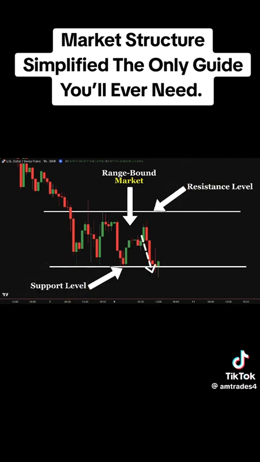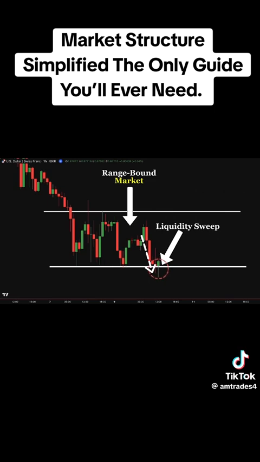Suddenly, price dips below support, just enough to trigger stop losses from early buyers. This quick move below support is what we call a liquidity sweep. It's not a breakdown, it's a trap. And then watch what happens.